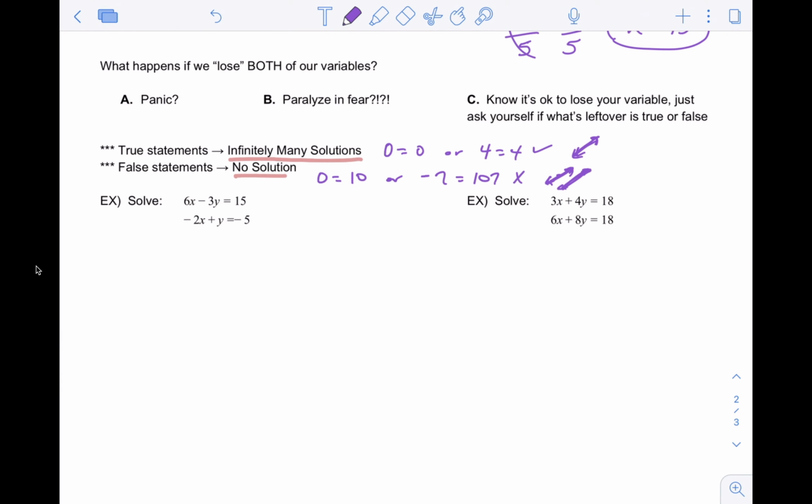So let's do this. The first one looks pretty well set up for substitution. The second one we're going to do with elimination.